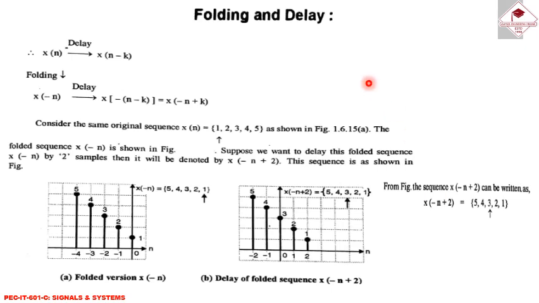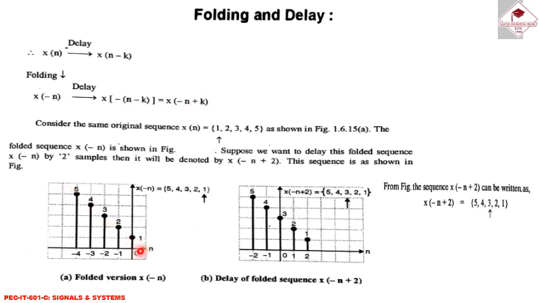Next is folding and delay. We have to fold the signal and then we have to delay the signal. So simply, if I am going to delay the original signal by k units, it can be written x[n] delayed as x of n minus k. So for folding and delay, we have to fold the signal. After folding, it becomes x of minus n, and if I again delay it, it can be written x of minus n minus k, so it can be written x of minus n plus k.